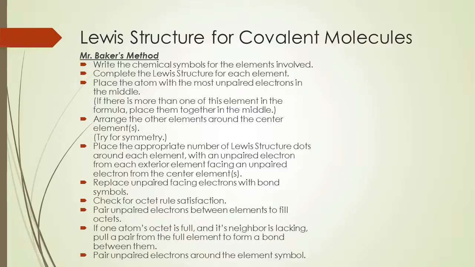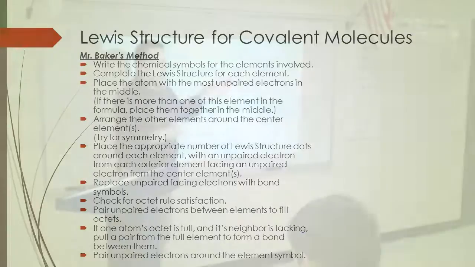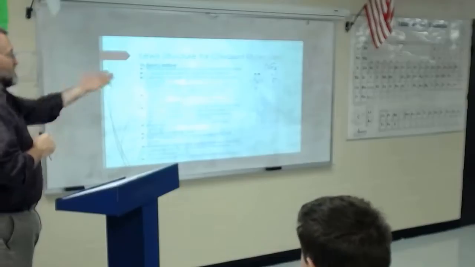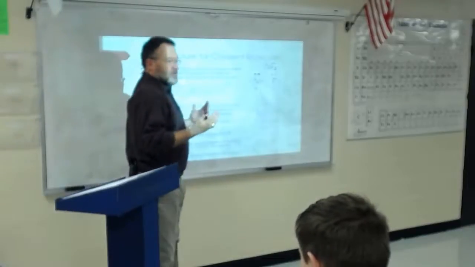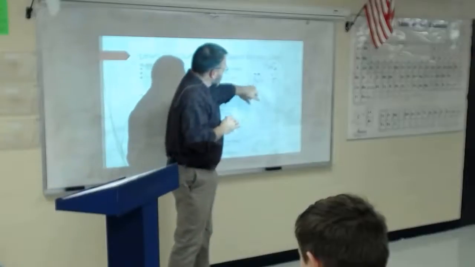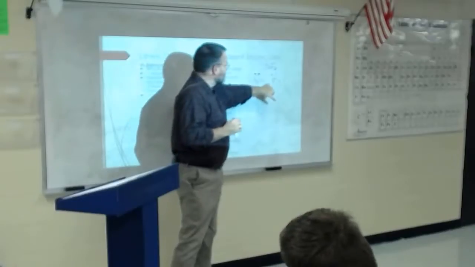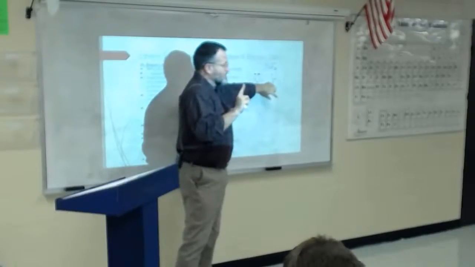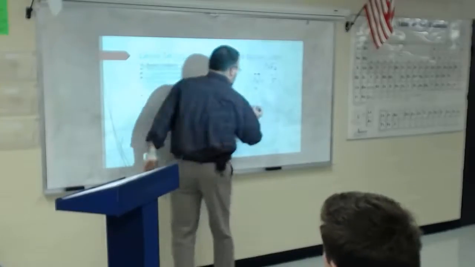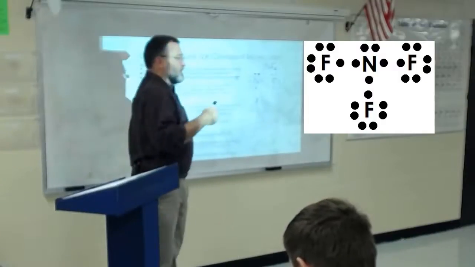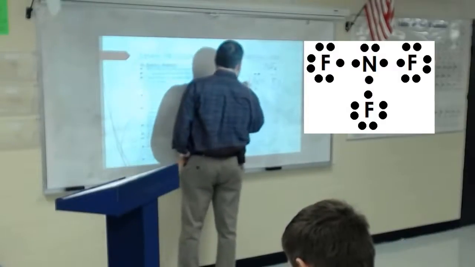So arrange the other elements around the center element or elements and look for symmetry. We're going to have 3 fluorines and 1 nitrogen. How are those 3 going to orient themselves around the center? Well, I said look for symmetry. And already this is a column 5 element, and I'm anticipating bonding to those 3 points, right? So fluorine, I've got a bonding point here with a single electron and 3 single electrons here. I'm going to orient my fluorine elements around the nitrogen, and I'm going to place the unpaired electron towards the center.